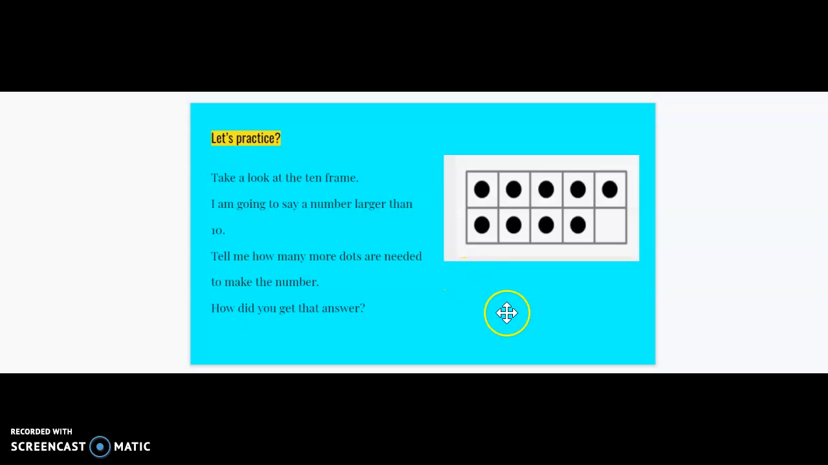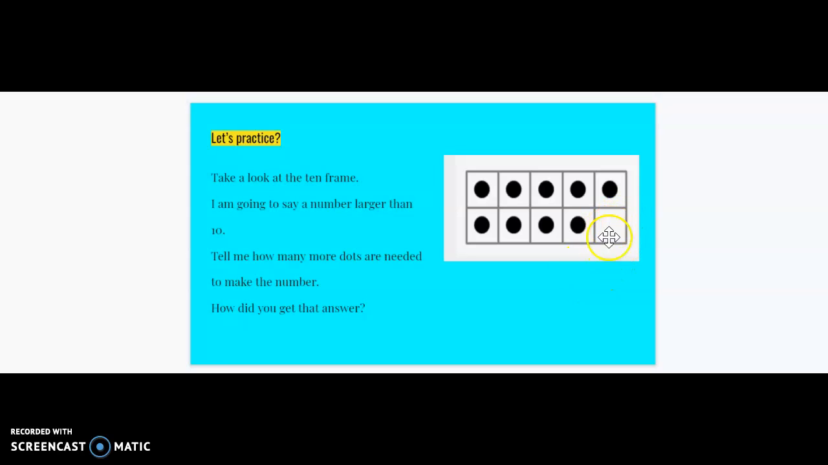I wonder if we could do 17. Hmm. Can you do 17? How many more dots would I need to make 17? You guessed it. Yes, you're right. It's 8. What did you think about? How did you get that answer?